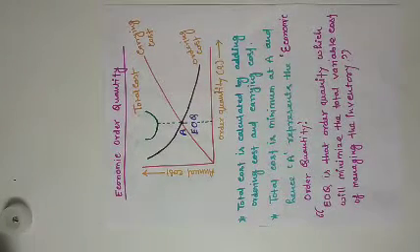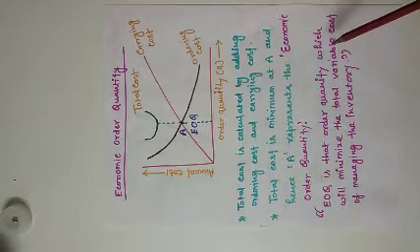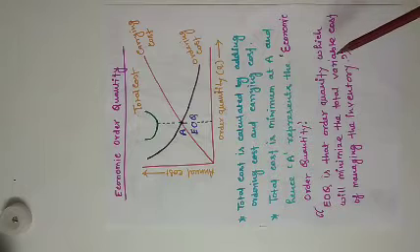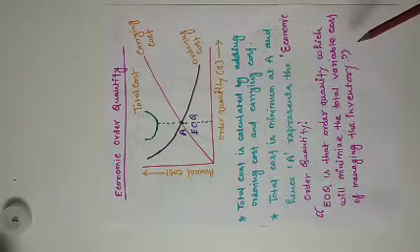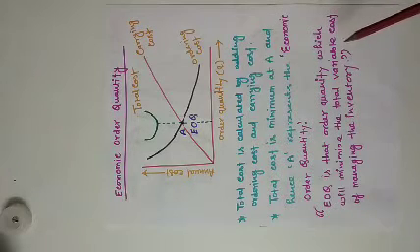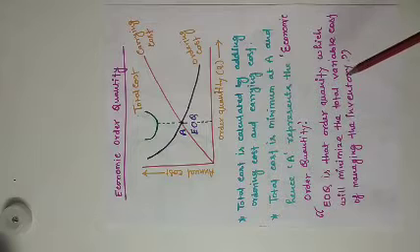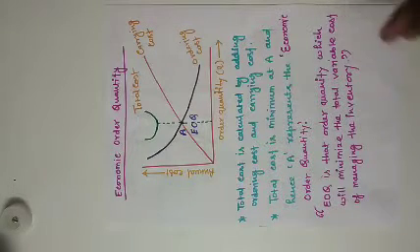So we can see that economic order quantity is that order quantity which will minimize the total variable cost of managing the inventory. Now we will discuss a method for the calculation of economic order quantity.